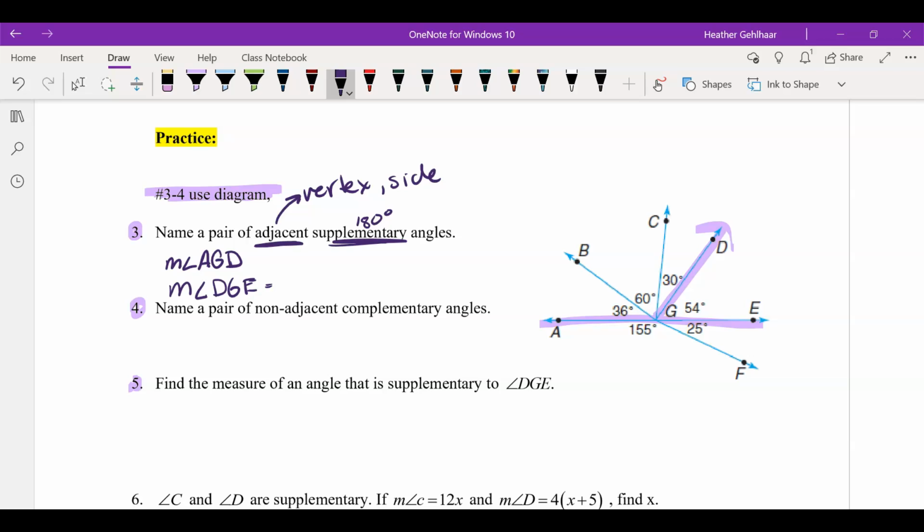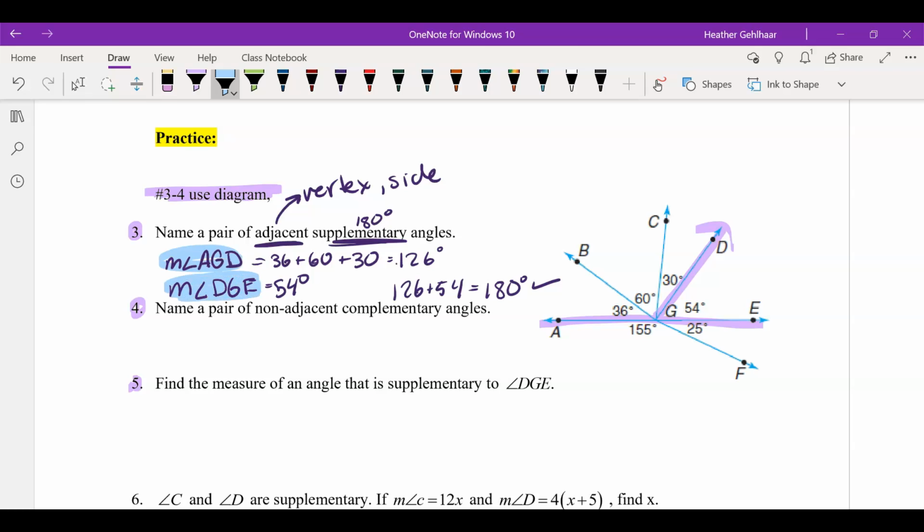Right, so DGE, that one's pretty simple because that's 54 degrees, right? But then AGD is 36 plus 60 plus 30 degrees. So when we have those, we know that they will equal 126 degrees. So let's go ahead and check. Is 126 plus 54 equal to 180 degrees? Put it in your calculators. Yes, it is.